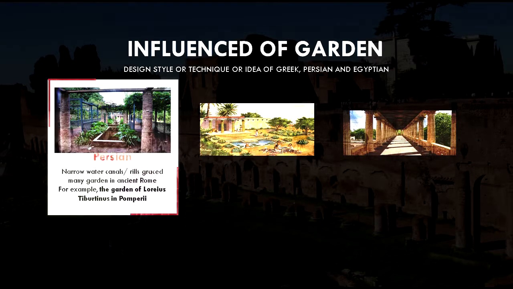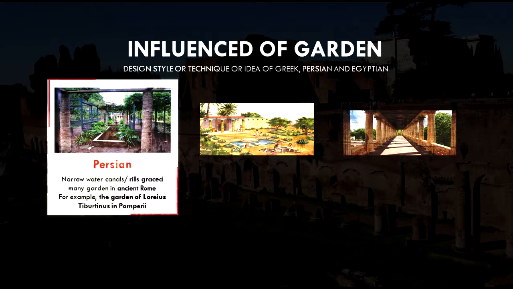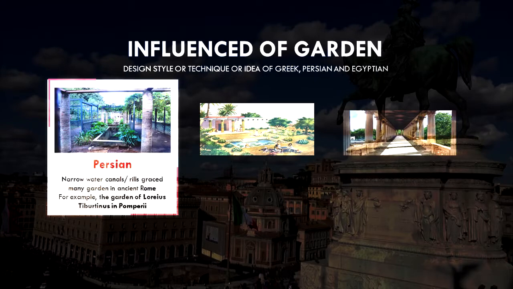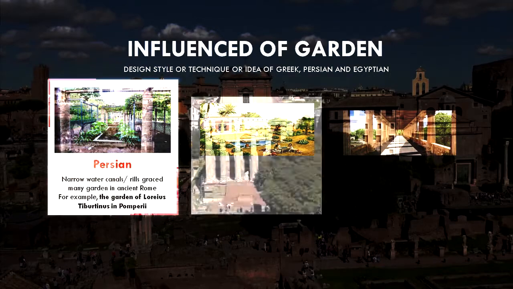There are some Persian, Greek, and Egyptian influences on the Roman garden. The part of the garden influenced by Persian is the narrow water canals or rills that graced many gardens in ancient Rome. For example, the garden of Laurius Tibertinus in Pompeii.